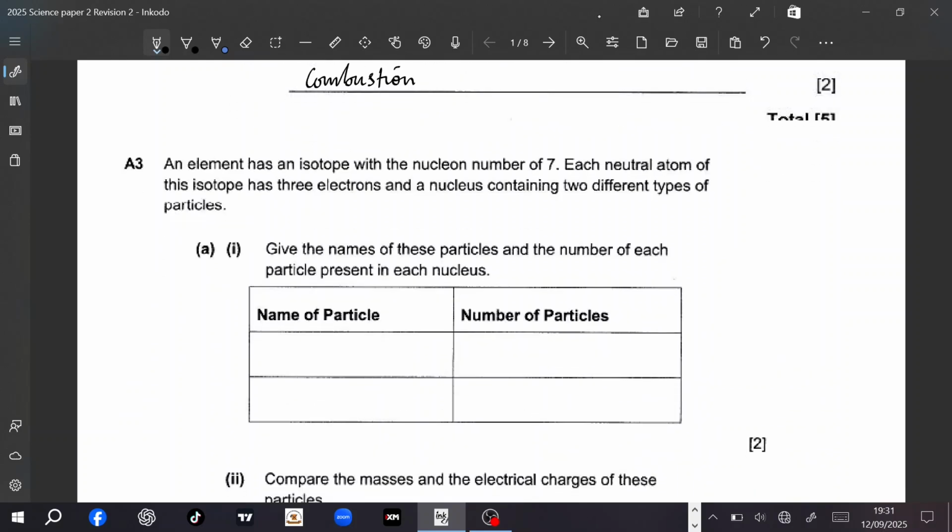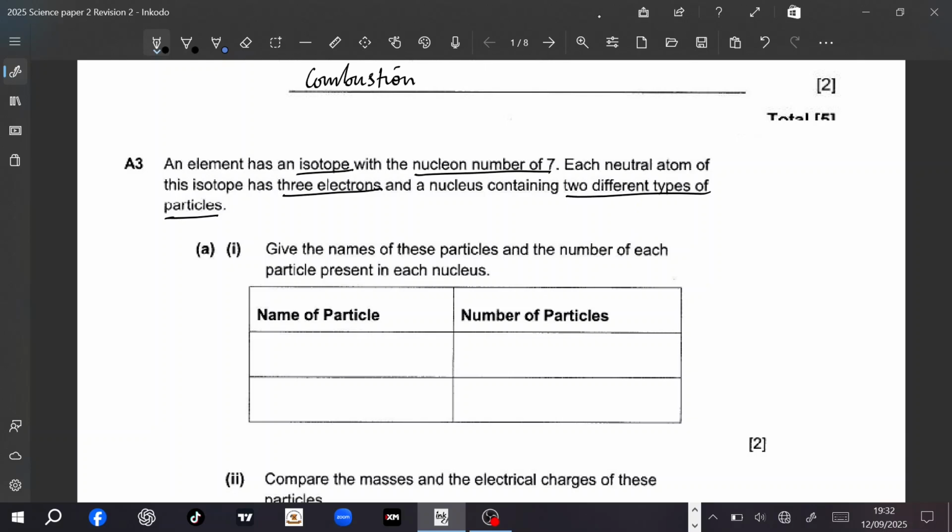Question 3, A3. A3 says an element has an isotope with the nucleon number of 7. Then they're saying each neutral atom of this isotope has 3 electrons and a nucleus containing 2 different types of particles. So what have we gathered here?